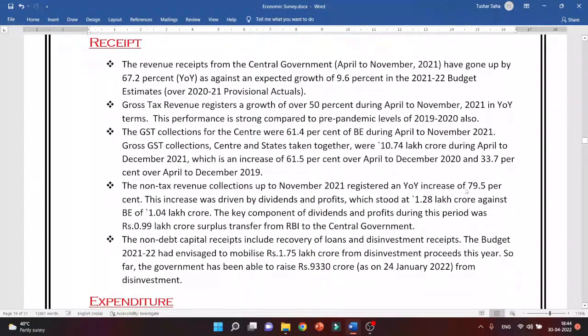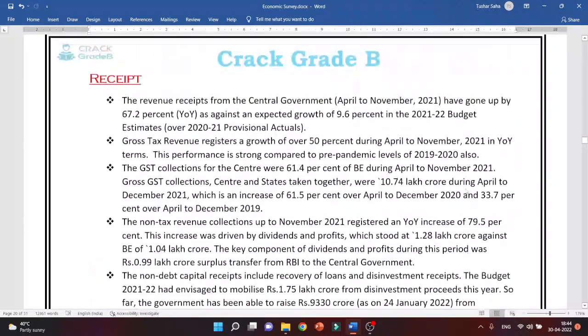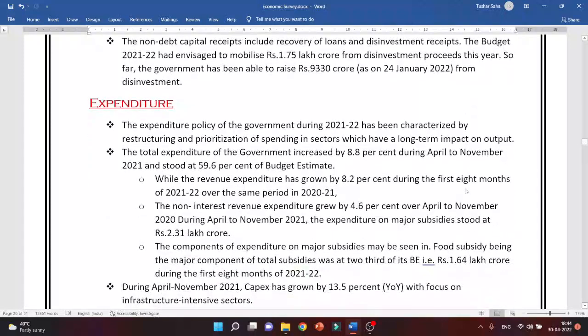Now it's about the receipts. There is nothing as such that you should remember. But yes, see, the original Economic Survey is a very big, more than 400-page document. We have condensed it to somewhere around 50 to 51 pages. So for 50 to 51 pages, you can give it at least 2 readings, right?